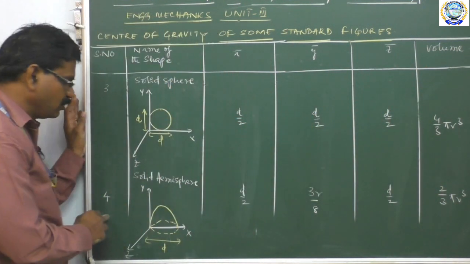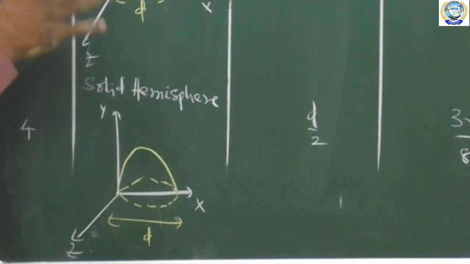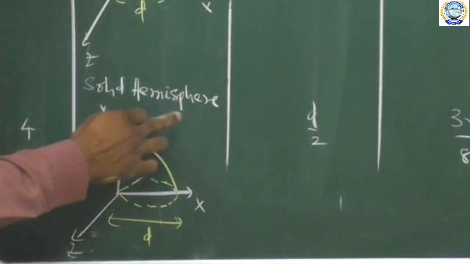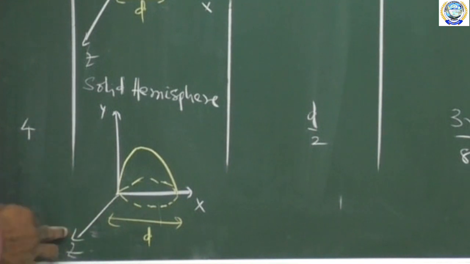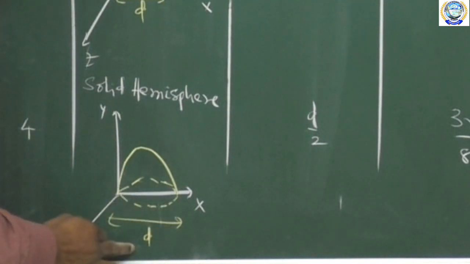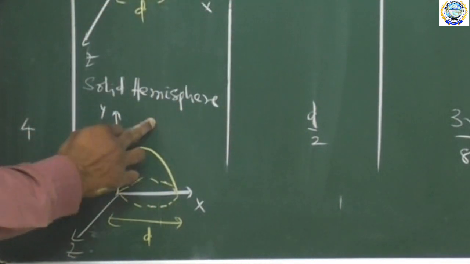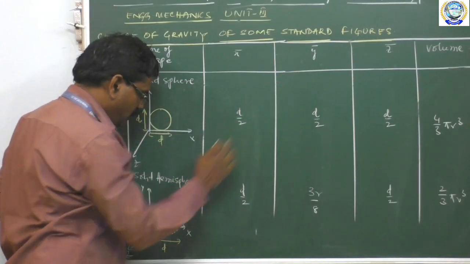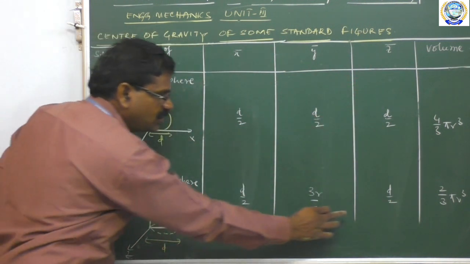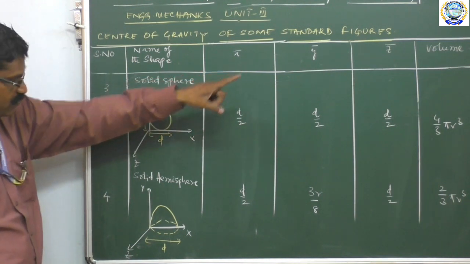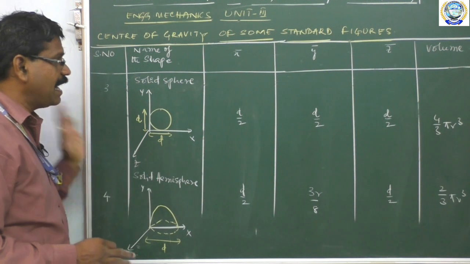Similarly, coming to the fourth specimen, the solid hemisphere. As I told you, these two are very much nearer, so the solid hemisphere is represented like this. In this diagram, with the x, y, z axes, from here to here is d. What is that? Diameter. The x coordinate of the solid hemisphere is d by 2. The y coordinate of the solid hemisphere is 3r by 8. The z coordinate of the solid hemisphere is d by 2. And the volume of the solid hemisphere is 2 by 3 pi r cube. We have to remember the formulas and diagrams.